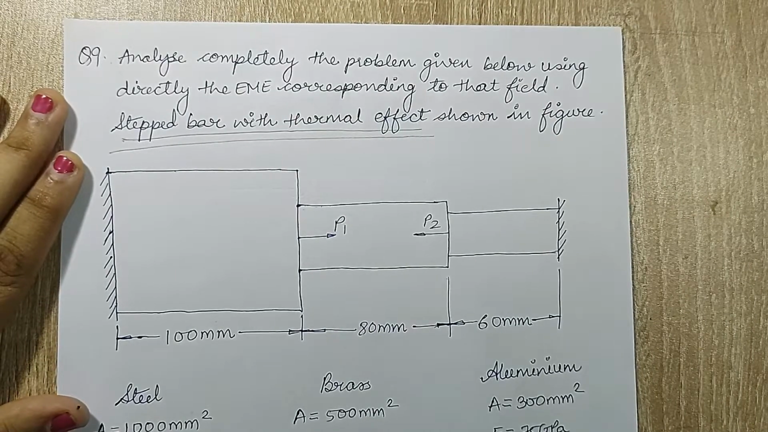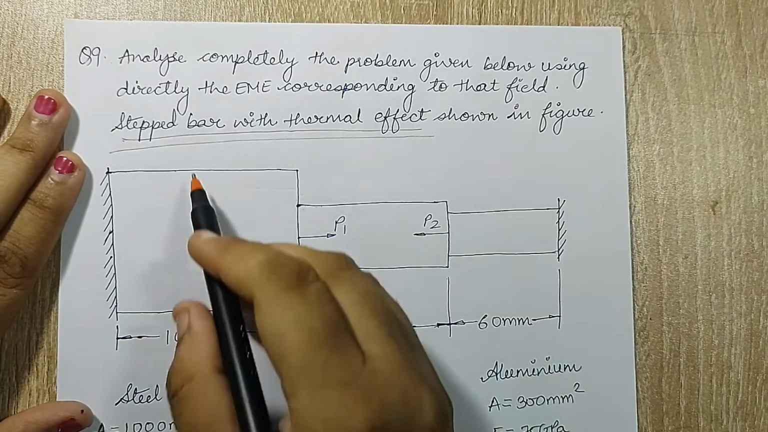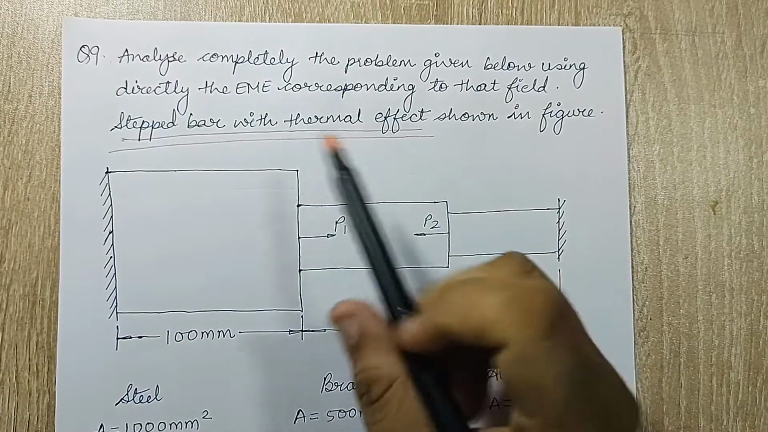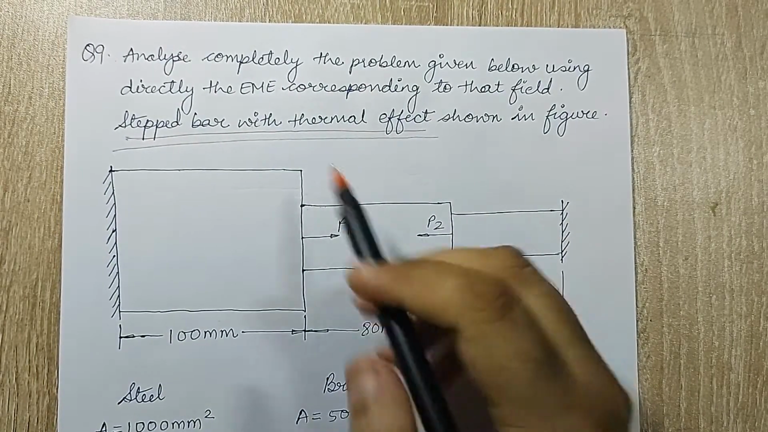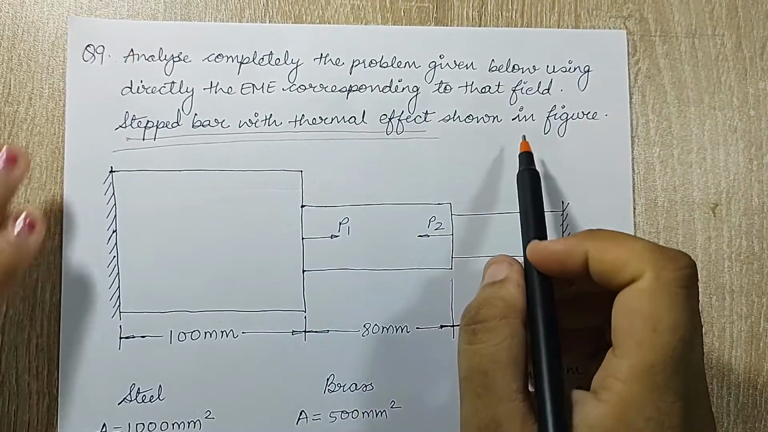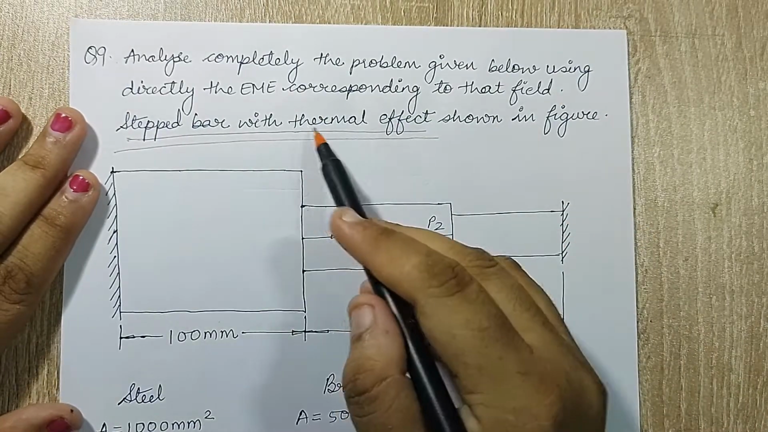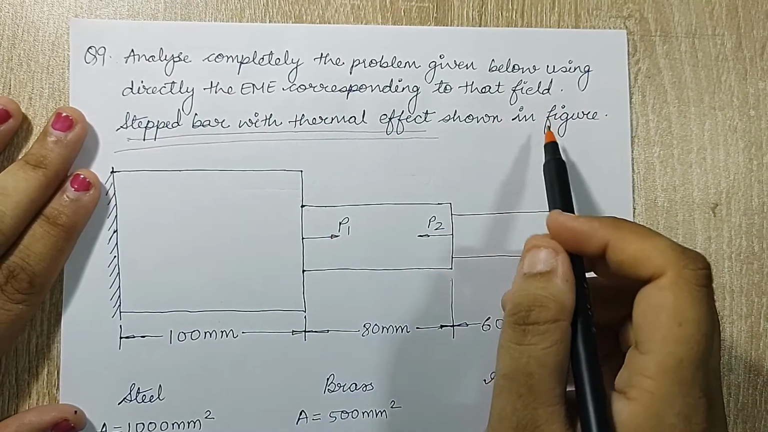Welcome to the next session of finite element analysis. In this session, I am going to solve a numerical of a step bar with thermal effect. We are on question 9 of direct application of EME. Analyze completely the problem given below using directly the EME corresponding to that field.